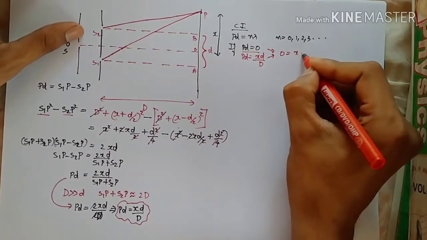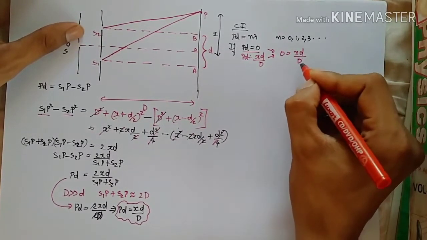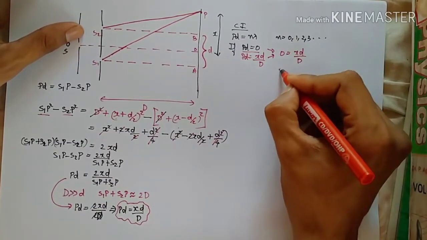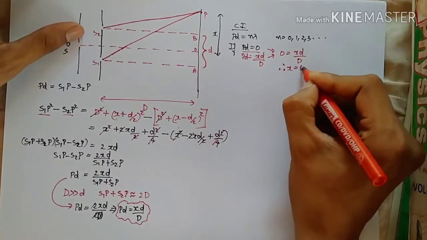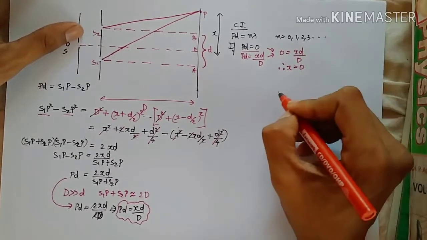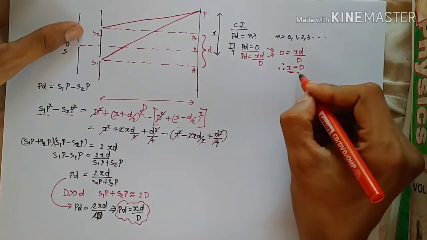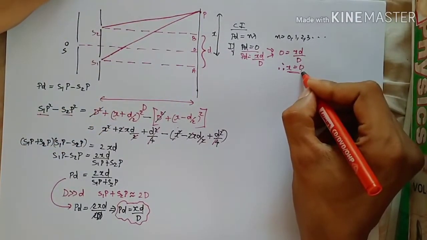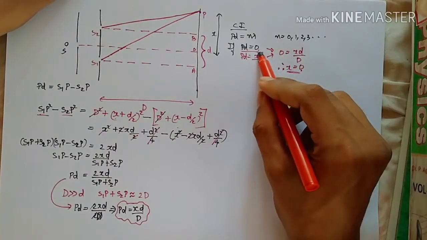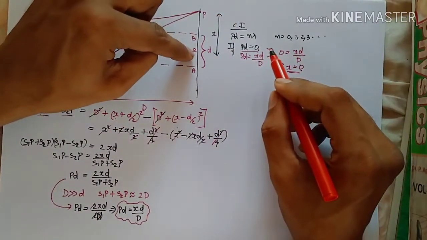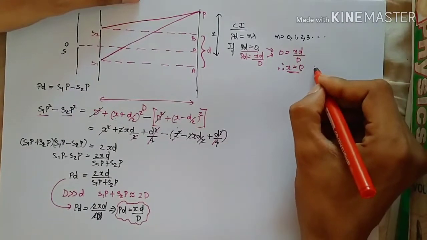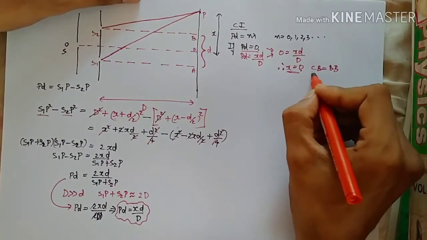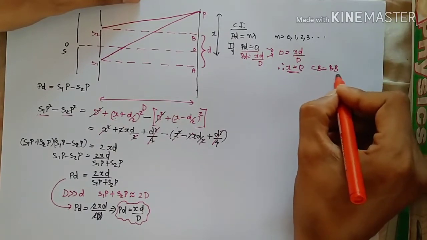Equating, we will get 0 = xd/D, in which small d and capital D will never become 0. Therefore, x should be 0. That means x is equal to 0, the point will be at O. That means x = 0 means path difference is equal to 0. That means it is constructive interference. We will get a bright band. Therefore, I will write CB = BB. What does this mean? CB is central band. Central band is a bright band.